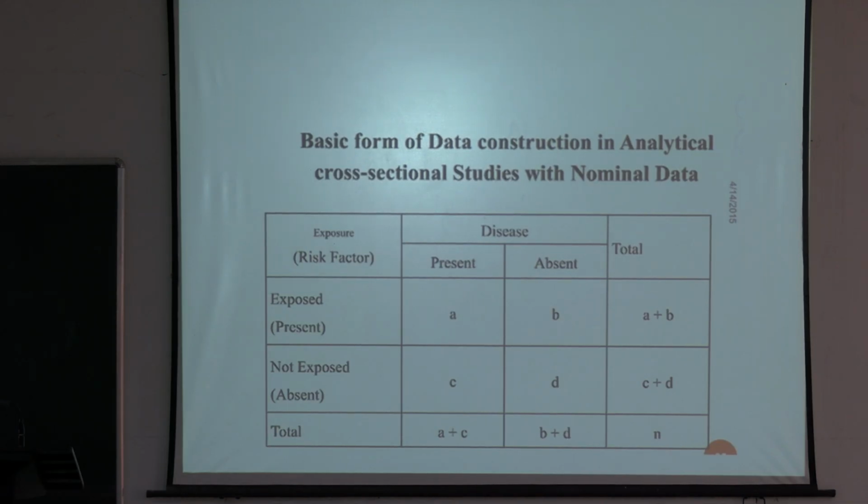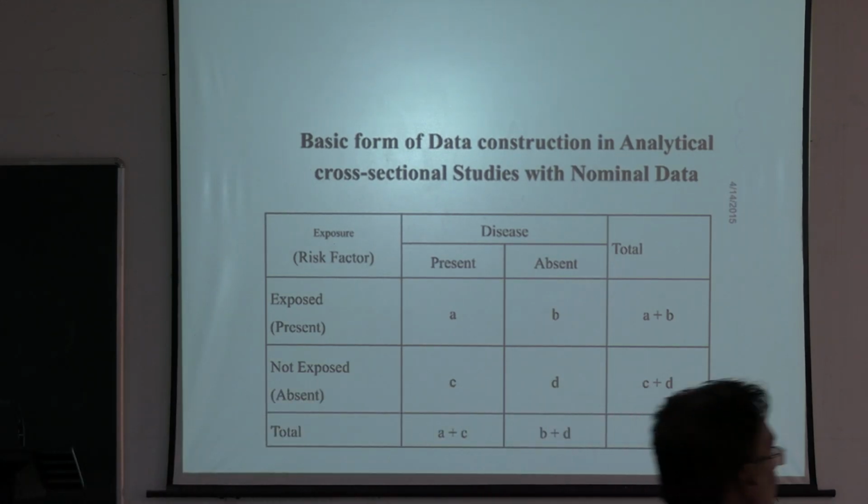How many people are exposed to the risk factor? Total people, A plus B. Very good. And how many are not exposed? C plus D. Okay. So disease is present in? A plus C. Disease absent in? B plus D. Okay. So this part, get this in your minds very clearly. This is the basis for your calculation.